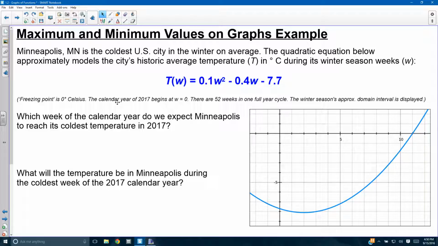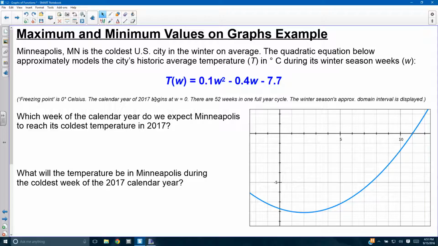Freezing point is considered to be 0 degrees Celsius. As we're looking at this graph here, which you don't always have, I'm going to use the graphing calculator for it. But 0 degrees Celsius is right here. So these winter weeks are all below 0 degrees Celsius on average, which seems pretty cold. Remember, 0 degrees Celsius is freezing point.